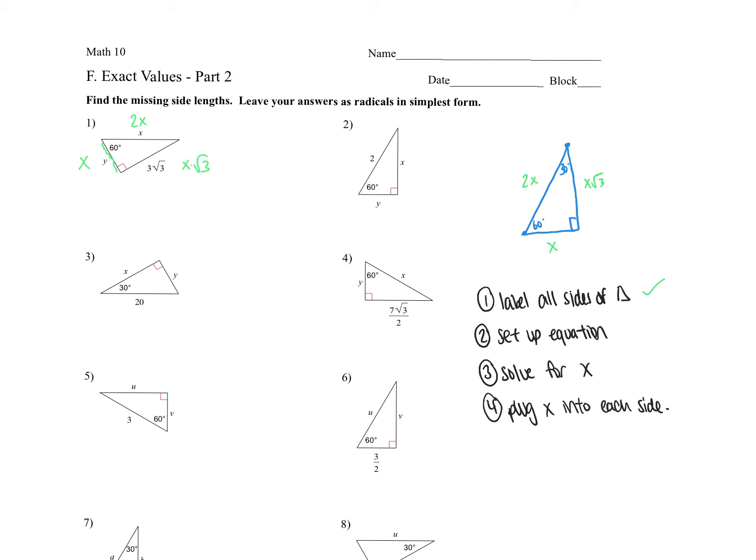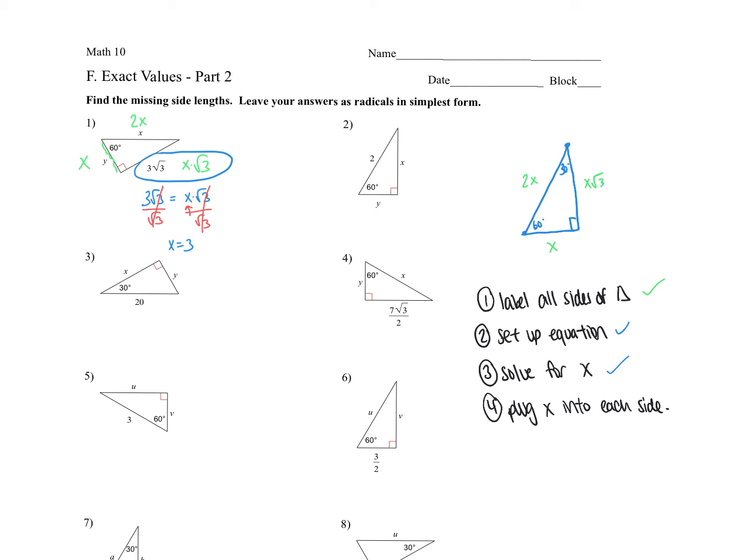Now I can set up an equation. So this is the only side where I have a number. I know in the long leg, they gave me 3 square root of 3, and I know that is equal to x times the square root of 3. Okay, so I set up my equation. Now to solve for this x, I would divide by the square root of 3, and I would divide by the square root of 3, and look, it's easy, this one cancels. So now we know that x is 3. So we've solved for x.